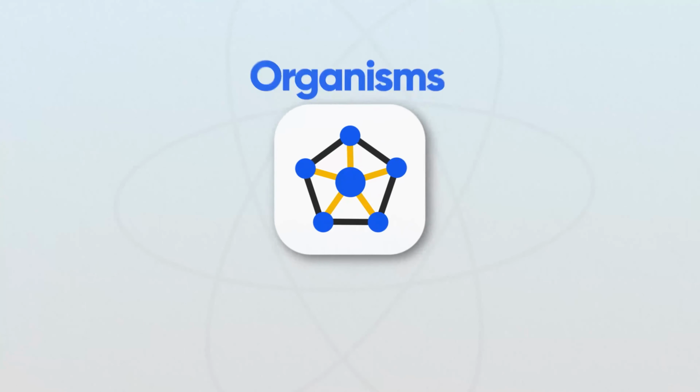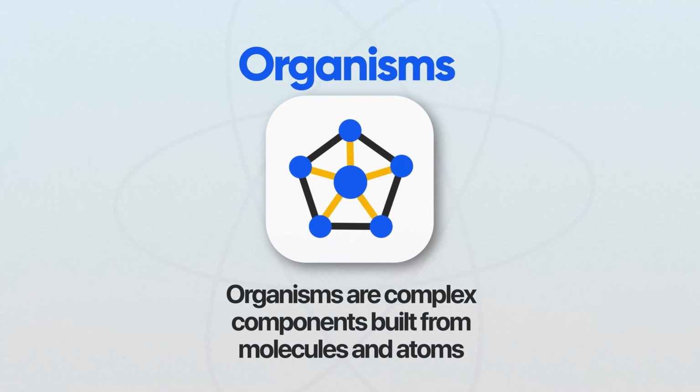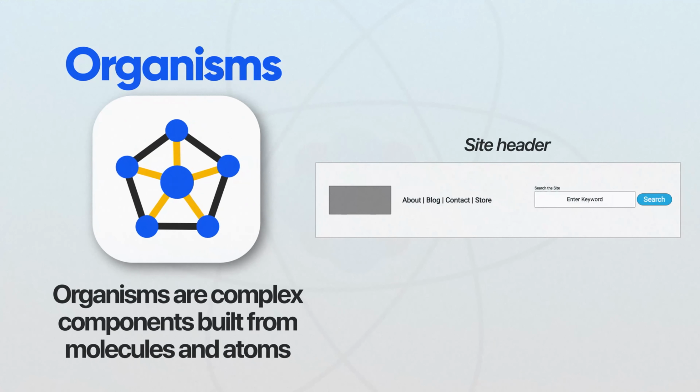Level 3, we have organisms. Organisms are complex components built from molecules and atoms. So things like a site header would have a logo, a navigation bar, and a search form. An article grid might have multiple cards, featured content, and pagination.